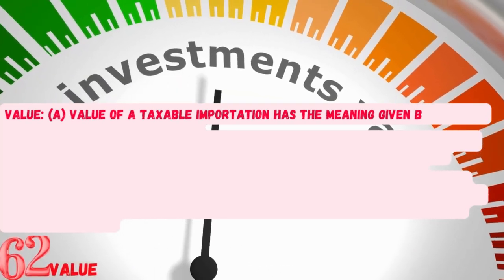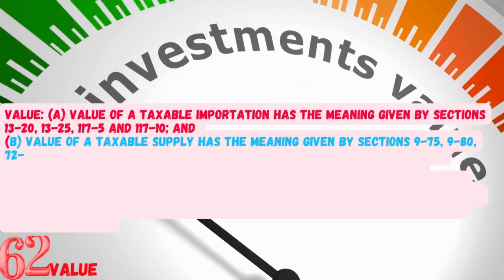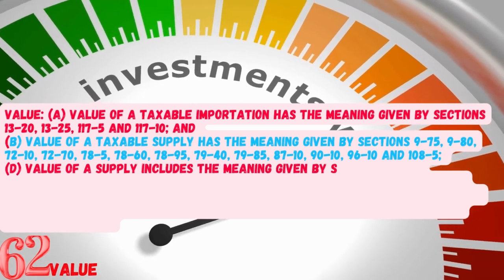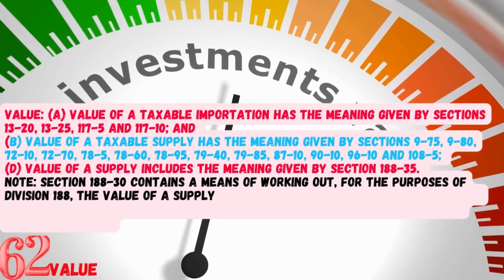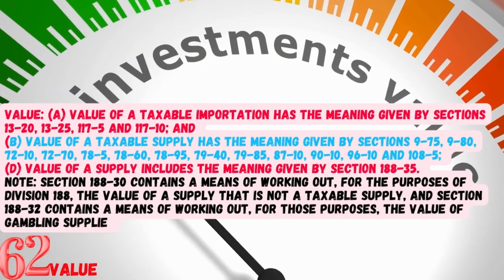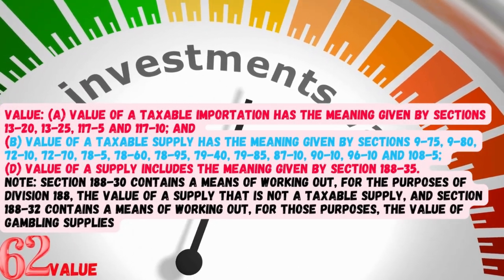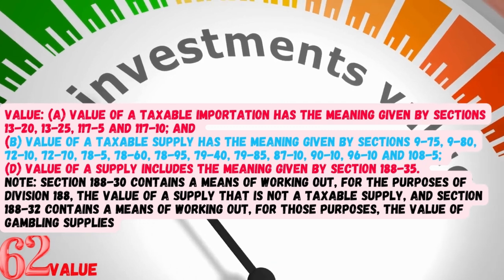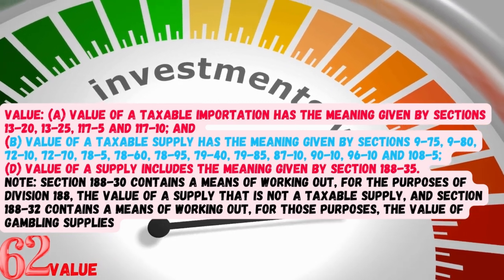Next word. Word number 62. Value. A. Value of a taxable importation has the meaning given by sections 13-20, 13-25, 117-5 and 117-10, and B. Value of a taxable supply has the meaning given by sections 9-75, 9-80, 72-10, 72-70, 78-5, 78-60, 78-95, 79-40, 79-85, 87-10, 90-10, 96-10 and 108-5.